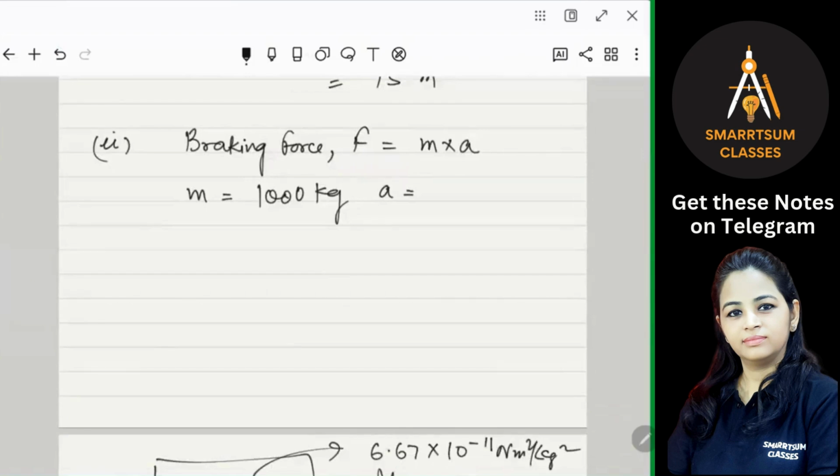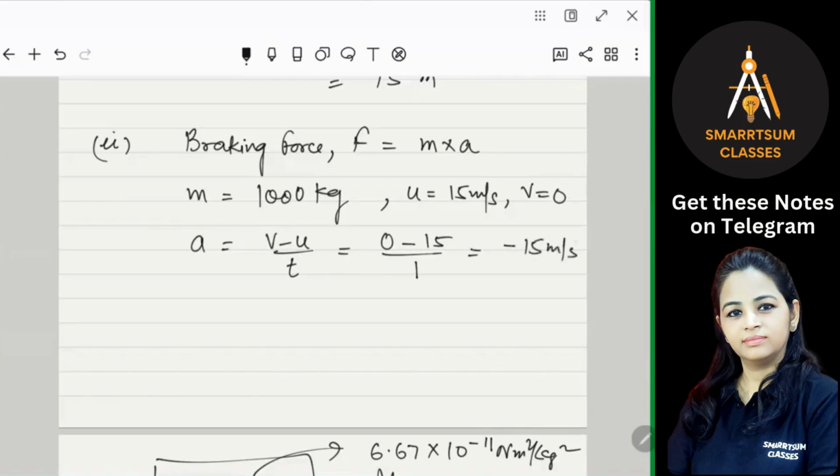So write down mass is this. Initial velocity is 15 meter per second, and final velocity is 0. So first we will find the acceleration. Acceleration is (V minus U) upon T. So 0 minus 15 upon T. In how much time does its velocity change from 15 meter per second to 0? It is in just 1 second. So what is the acceleration? Minus 15 meter per second square, right?